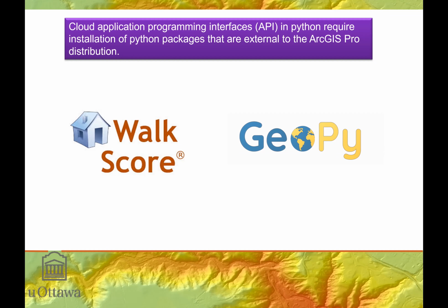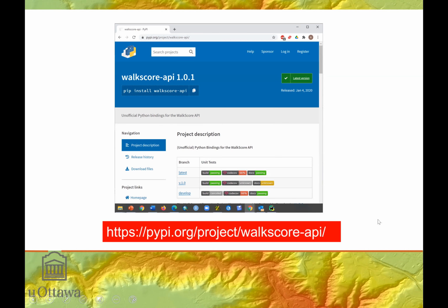So we need to install Python packages to communicate with web services. And these packages are not obviously provided as part of the ArcGIS Pro ArcPy distribution. And so we need to install these packages, WalkScore and GeoPy. WalkScore, you can go to this particular location here on the web to find out all about the WalkScore API.